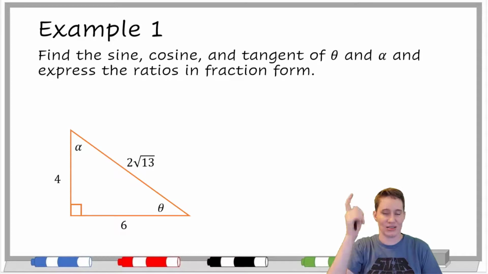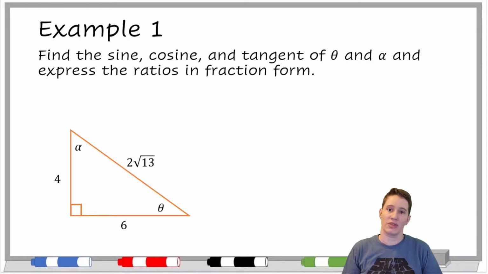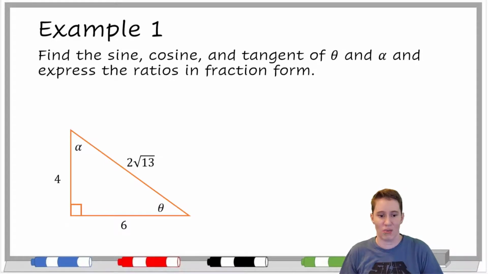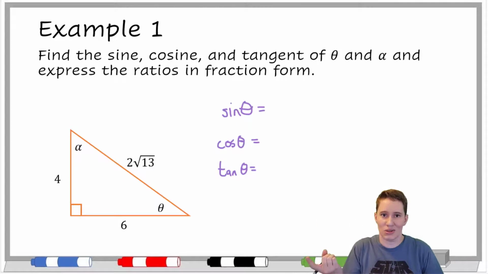Example 1, we are finding the sine, cosine, and tangent of both theta and, okay, here's that other Greek letter I told you about, alpha, and express the ratios in fraction form. So what it's asking us to do, because sometimes the directions on our math homework is the worst part of the whole thing, figuring out what they're asking us to do. So we are going to figure out what is sine of theta, what is cosine of theta, and do not write out the whole word here. We want to use these abbreviations because that's what they're there for. That's the whole point, so that we don't have to write as much.